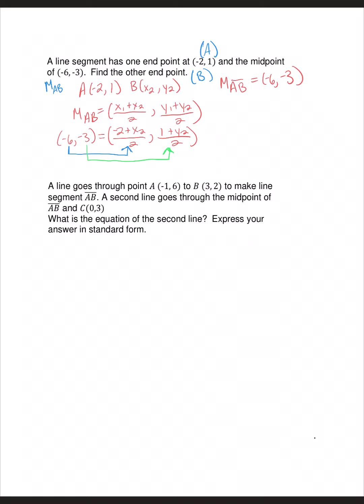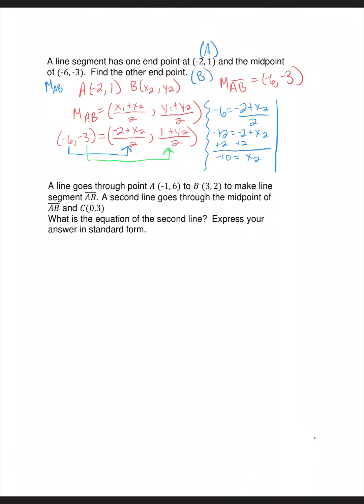Let's start with our x value. I'm just going to draw a line to separate our work. We know -6 is going to equal (-2 plus x2) all over 2. I'm going to use some algebra now to solve for x2. I'm going to bring the 2 over to the other side by multiplying. So we'll have -12 equals -2 plus x2. Then I'm going to add 2 to both sides, so we'll have -10 equals x2.